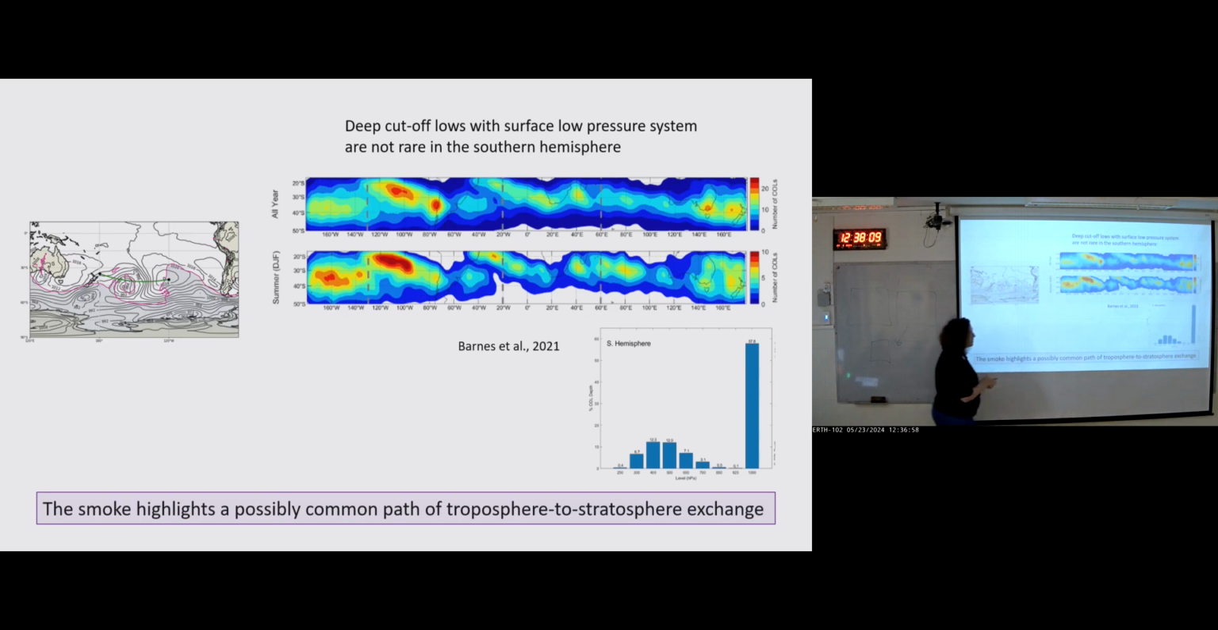Because we were tracking the smoke, following how it entered the stratosphere and how it formed this bubble, we found a mechanism that can lift a lot of tropospheric air into the stratosphere. And it's something that's really missing in the balances of troposphere and stratosphere exchange.